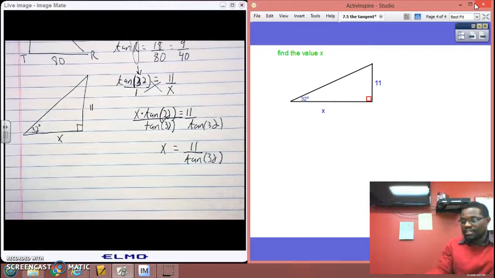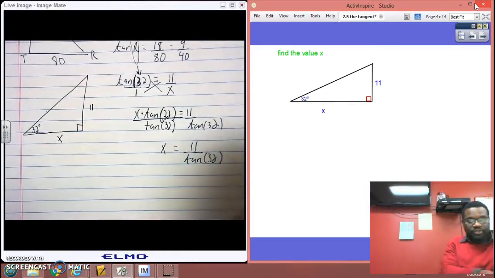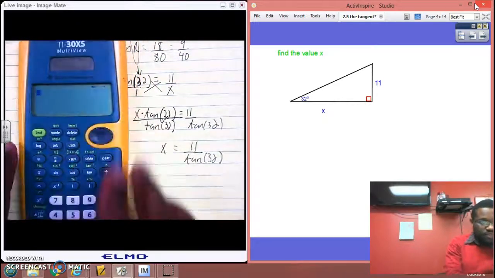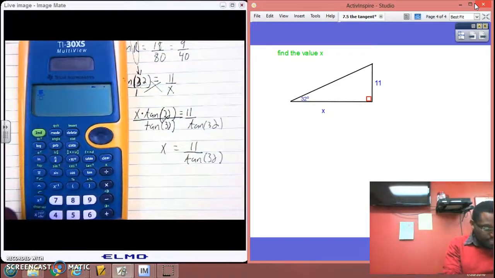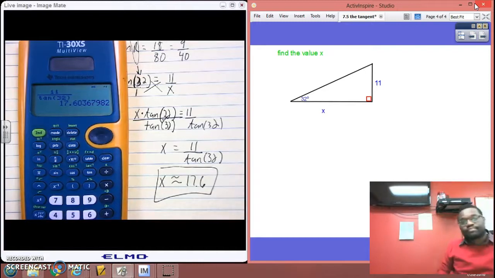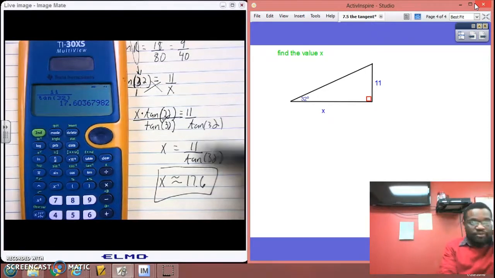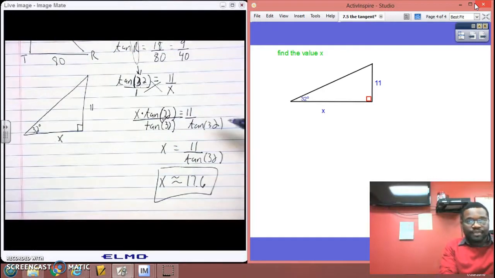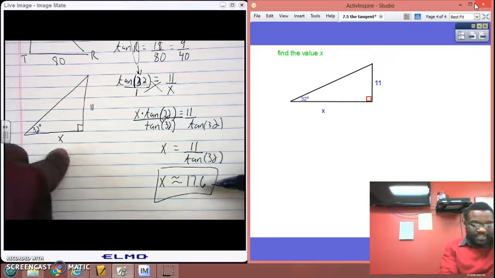So that is something that you actually can put in your calculator. All right? So I'm going to do that. I'm going to say fraction button, 11 over the tangent. I just hit that button, and I'm going to say 32 and close it up. Enter. And that means x is approximately 17.6. This is the way that we're going to use it most of the time, is to find a missing side.